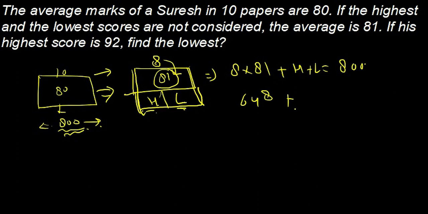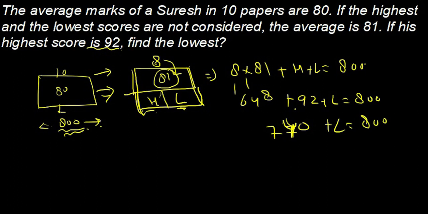The highest score is 92. So 92 plus 648 is 740. 740 plus lowest equals 800. So the value of lowest is going to be 60. So the lowest mark was 60 and the highest mark was 92.